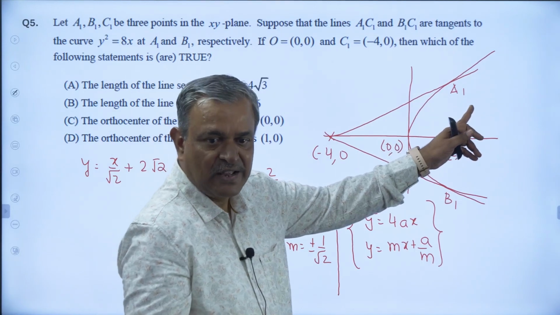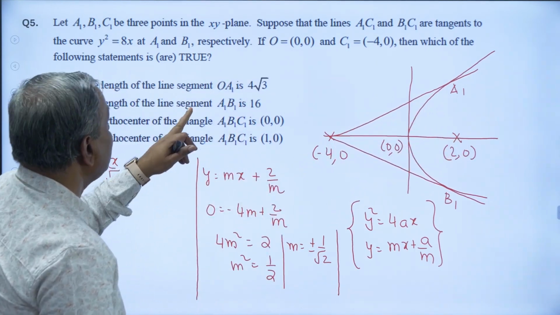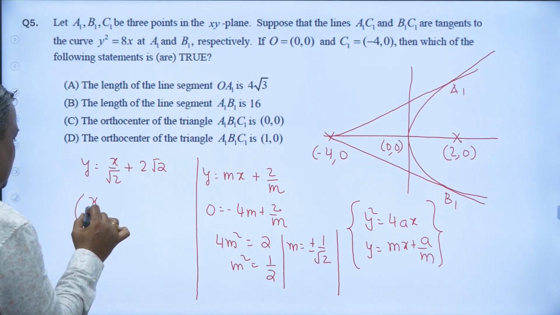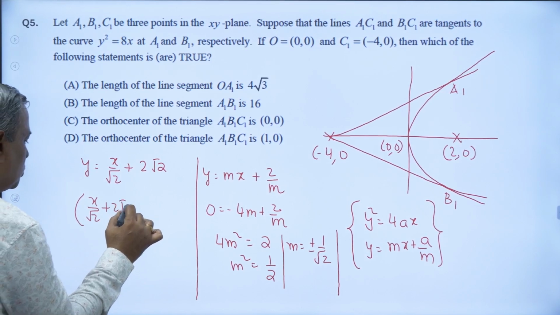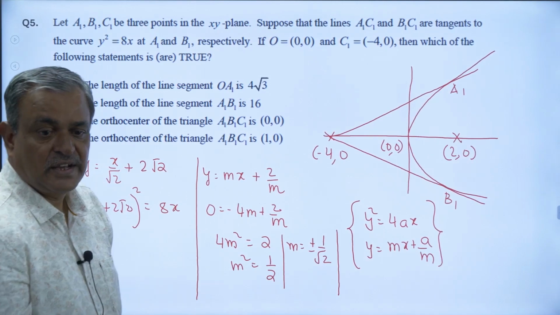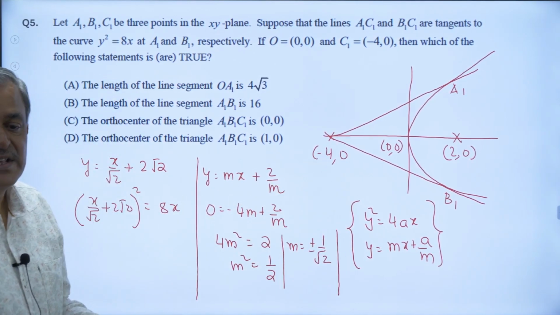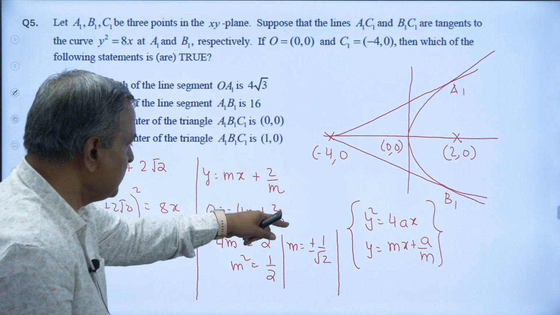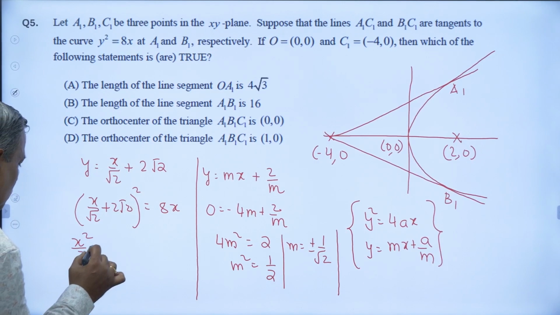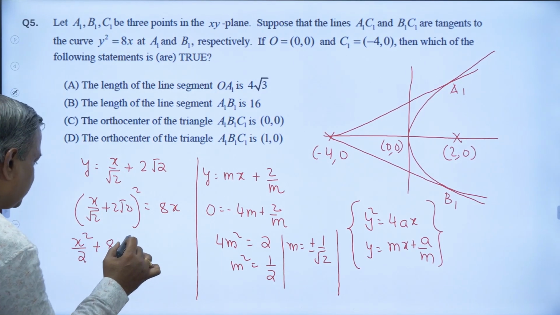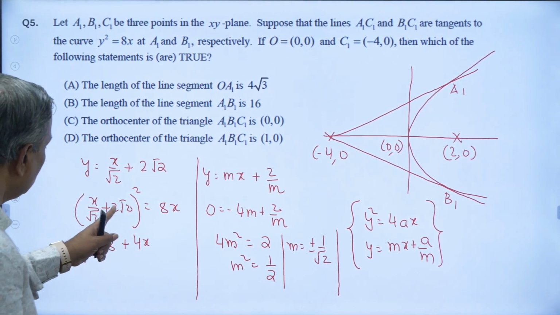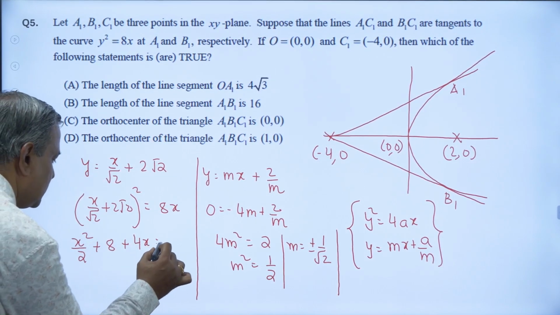Now, we require the A1 point. But what is the parabola? y square is equal to 8x. Square it, so we get x by root 2 plus 2 root 2, whole square, is equal to 8x. So we get the A1 point, and once we get the A1 point, simultaneously we get the A2 point also. Squaring, we get x square by 2 plus 8 plus 4x is equal to 8x.